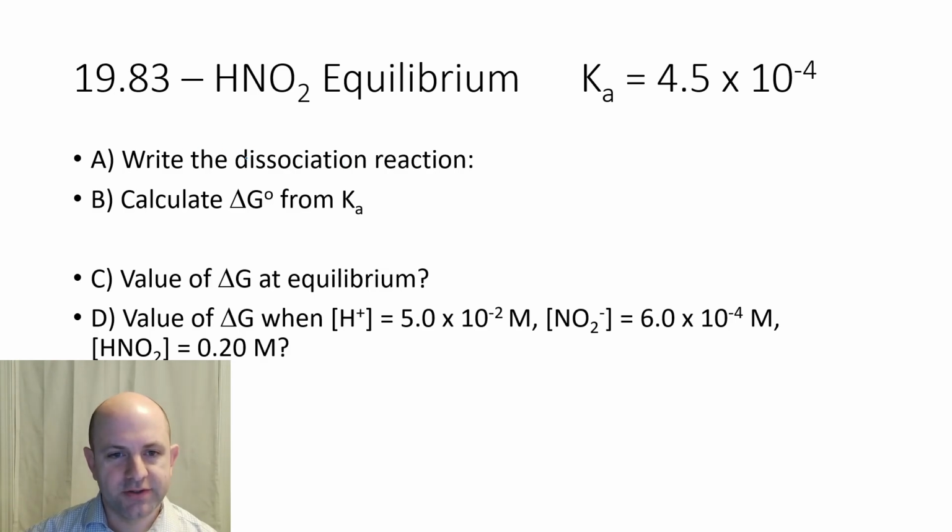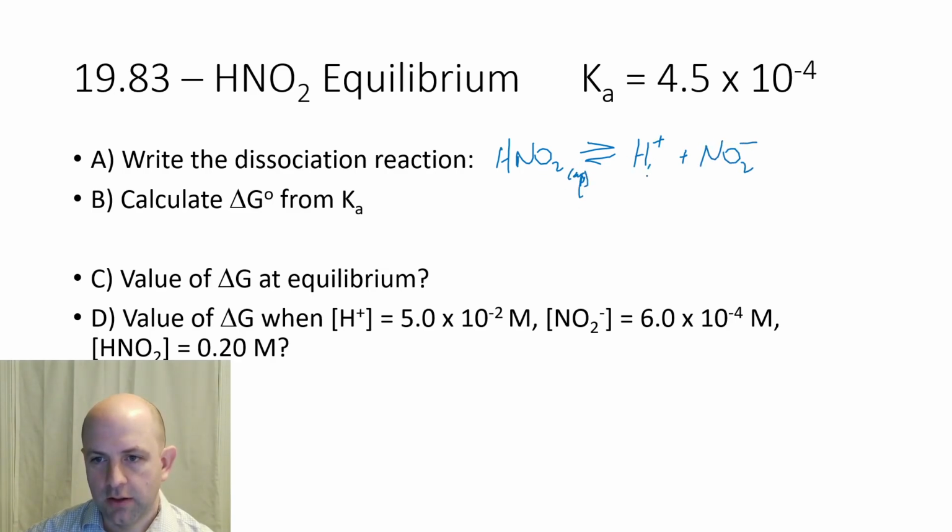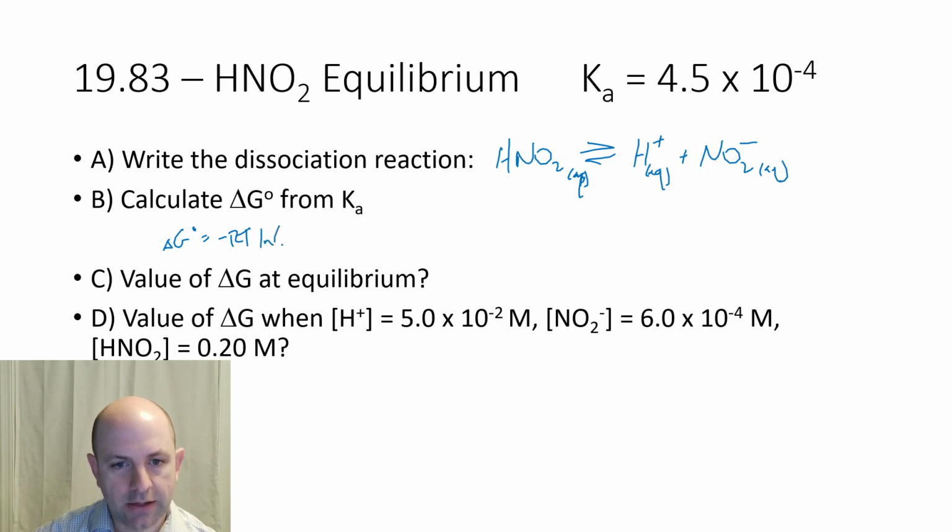So first, they want us to write the dissociation reaction. So okay, HNO2, weak acid, so it's in equilibrium with H plus and NO2 minus. These would all be aqueous. There we go. They want us to calculate then our standard delta G from the Ka. So note that little degree sign, little naught there. That means standard conditions. And so at standard conditions, delta G naught is equal to negative RT natural log of K. And so we just plug those in.